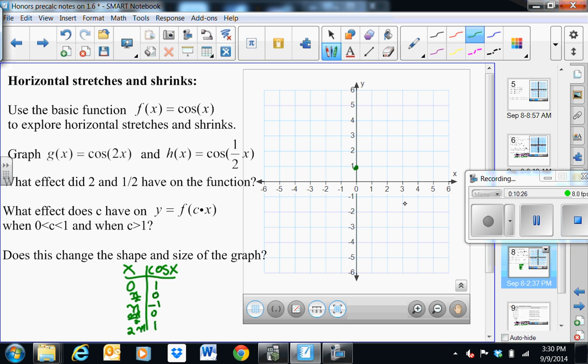So 0, pi, and 2 pi. Sorry, that should be slightly over here. And then halfway between here and halfway between here. And cosine is our smirk. One period of a cosine function just looks like a little smirky face.